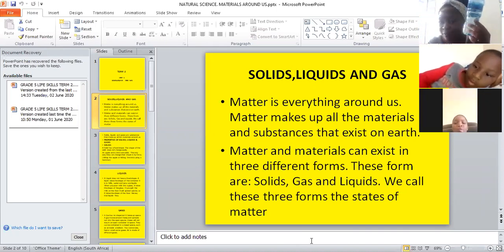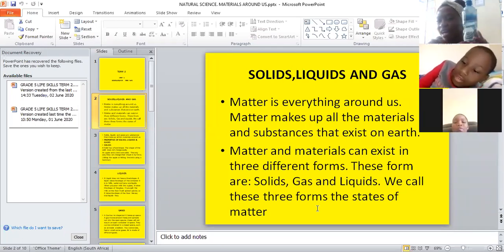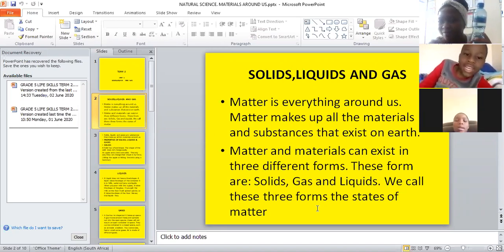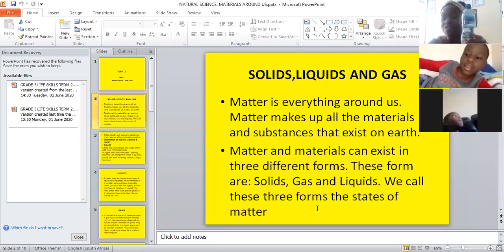Can you raise up your hand using your mouse? Okay, Bushali, I can see you, yes? Ma'am, it's water. And then liquid. Water falls under what? Remember, we have solid, liquid, and gas. So it falls under liquid. Okay, thank you very much.